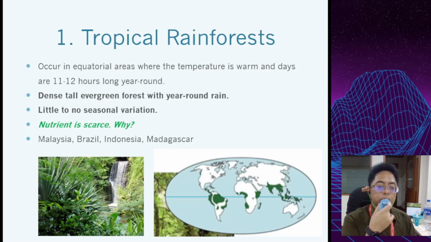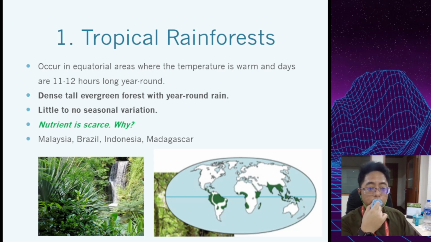First biome is tropical rainforest. They occur in equatorial areas where the temperature is warm and days are 11 to 12 hours long year round. Dense tall evergreen forest with year round rain, little to no seasonal variation, and very scarce nutrients. Why is it? Because the soil is very poor in nutrients. And a lot of these trees usually do block sunlight, so there is less biomass on the ground. For example, countries include Malaysia, Brazil, Indonesia, and Madagascar.